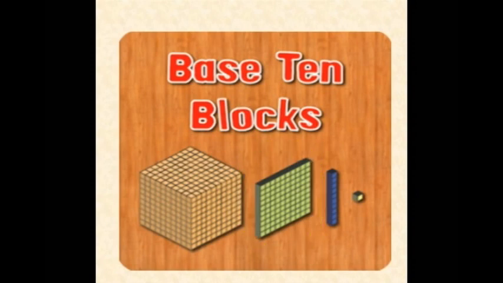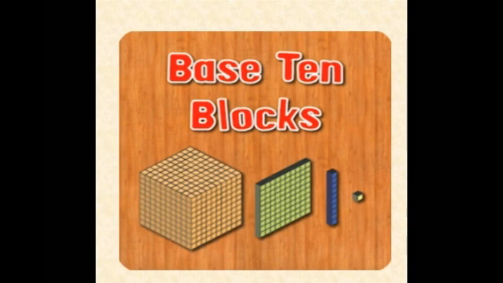The block illustrated in color green represents 100 units. That's a 100 block. The blue block beside it represents tens. So that's a block of 10 units. And the very small block beside it, that is 1 unit.